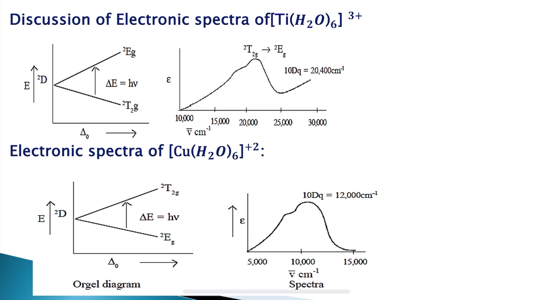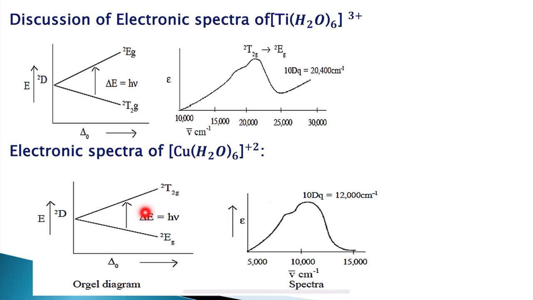So, the first one is an example of a D1 system, and this is an example of a D9 system or D9 configuration. The complex has D9 configuration in the ground state. For this complex, the spectroscopic ground term is 2D. For both, the spectroscopic ground term is 2D only. So, this is an example where we can see the term symbols for ground and excited states are reversed. One is a D1 system and the other is a D9 system.